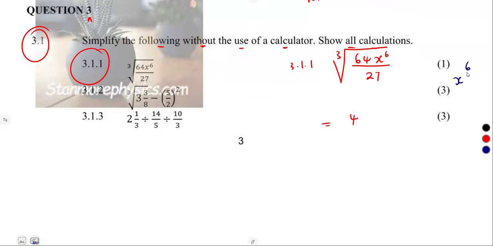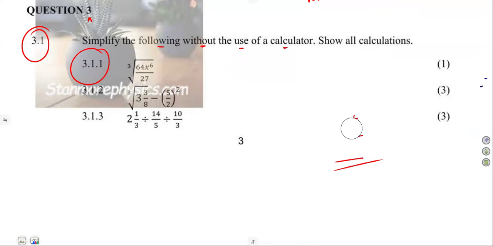x to the exponent of 6 over 3. The number inside the root sign is 3. So that's going to give us x squared. So that's 4x squared over the cube root of 27, we know it. That's 3, the number that is going to multiply itself 3 times to give us 27. So this is what you're going to have at the end.